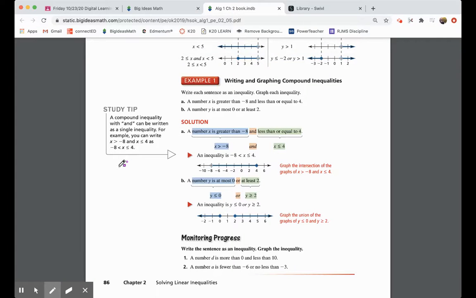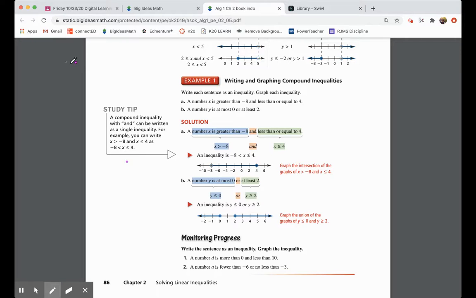Okay, so this lesson is 2-5, solving compound inequalities. So we first start out with learning how to write them. The two main things we are going to have in these are the word "and" and the word "or."